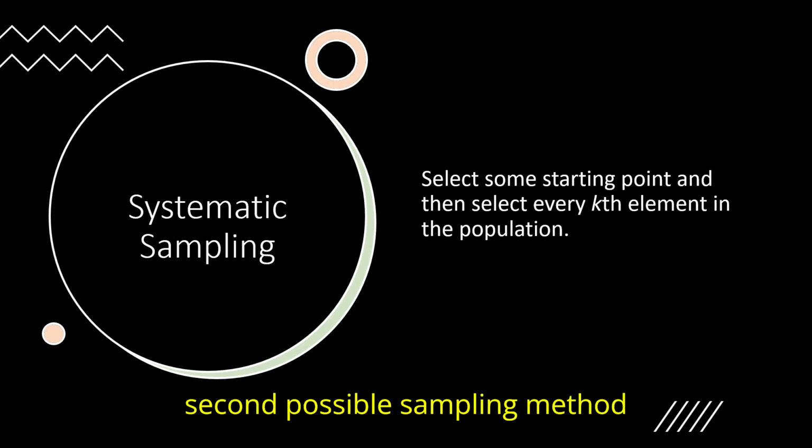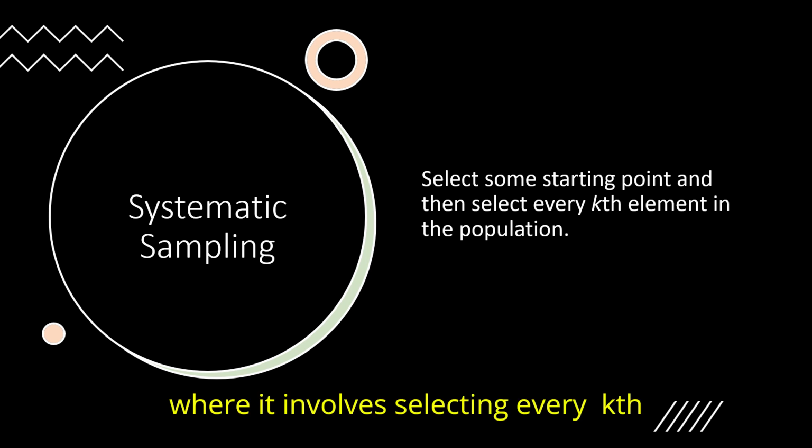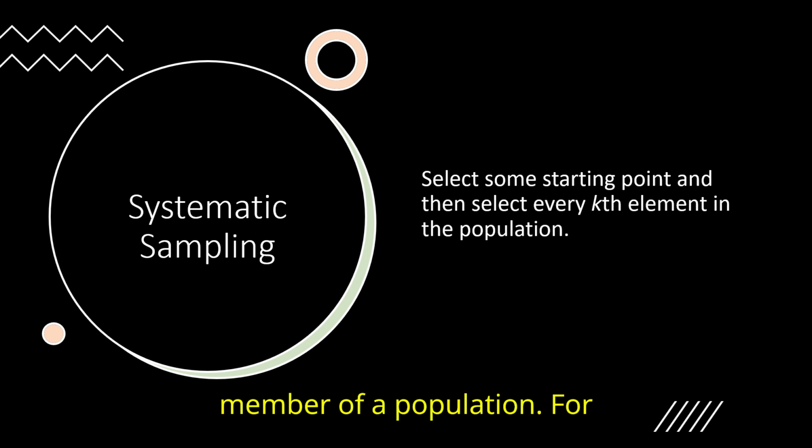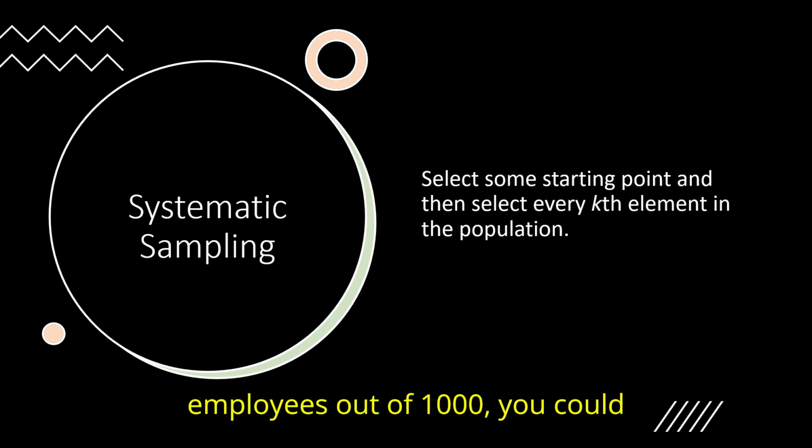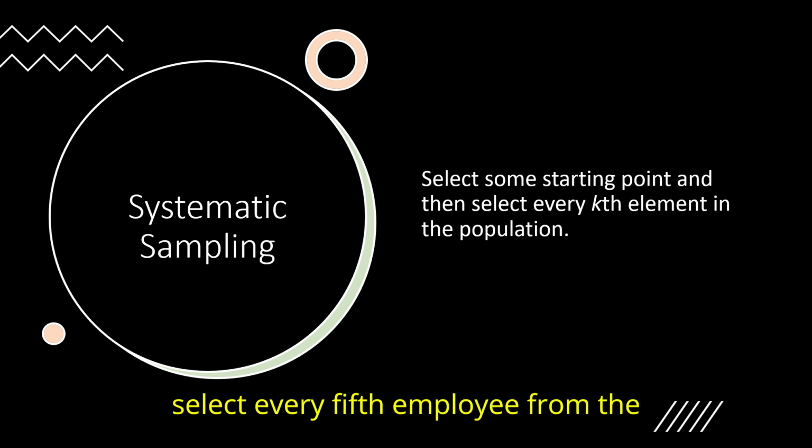The second possible sampling method is called systematic sampling, which involves selecting every kth member of a population. For instance, if you want to survey 200 employees out of 1,000, you could select every fifth employee from the list.